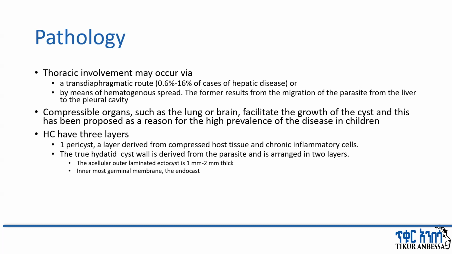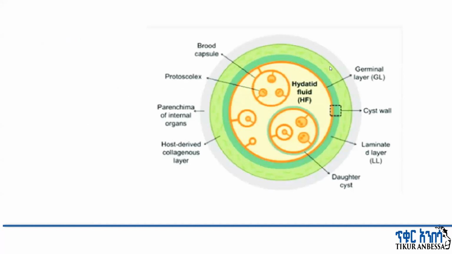Hydatid cyst has 3 layers. The first is the pericyst, a layer derived from compressed host tissue and chronic inflammation. Let me show a diagram. This is the outer cyst, the host-derived collagen layer. It's made by the host. The proper hydatid cyst has 2 layers: the endocyst, the internal part where daughter cysts exist, and the laminated layer, which is acellular. There is no cell inside; it is only connective tissue. So these are the 3 layers. The first layer is the defense made by the host.